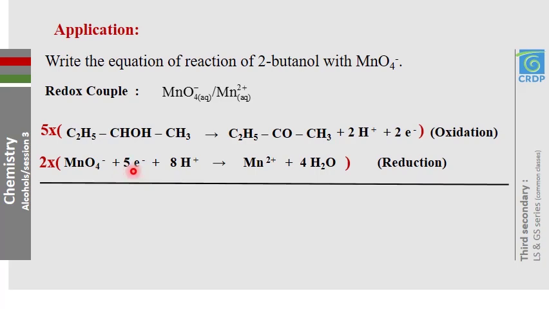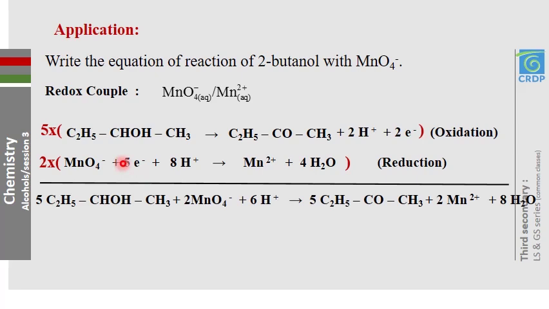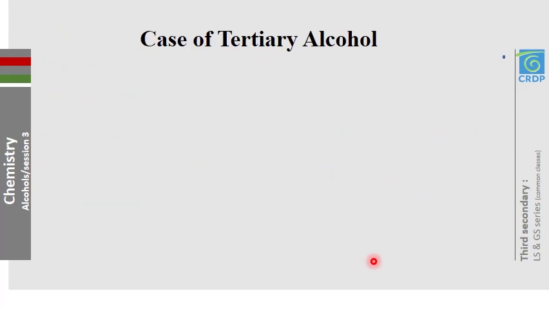Now they can be added: 5 alcohols with 2 MnO4 minus and 6 H plus, giving 5 ketone molecules, 2 Mn2 plus, and 8 H2O. You can transform this H plus into H3O plus, or you can keep it like that, no problem. This is the end of oxidation of secondary alcohols.